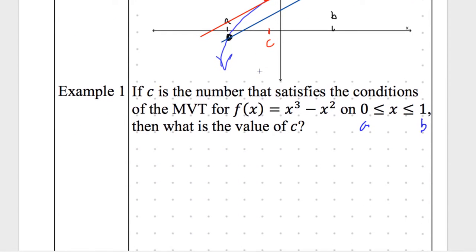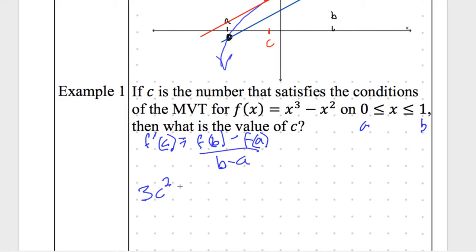I'm going to start by rewriting the mean value theorem. This is something that you should always be doing when you're doing example problems on the homework. f prime of c is equal to f of b minus f of a, all over b minus a. Okay, well now I need to take the derivative and replace everything with c's. If I take the derivative, this is going to be 3, it's not x squared, it's c squared, minus 2c.